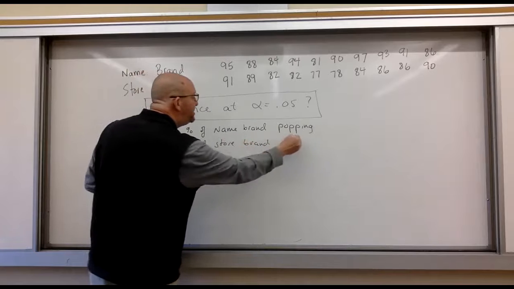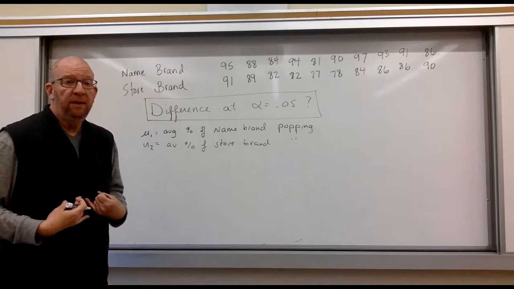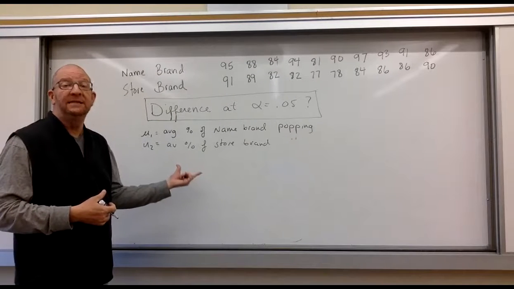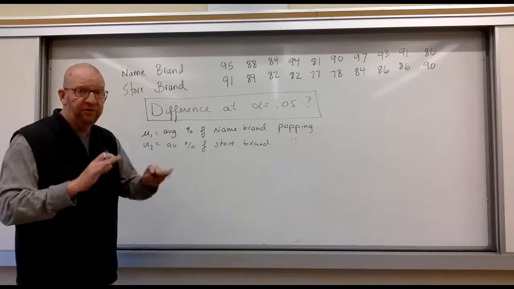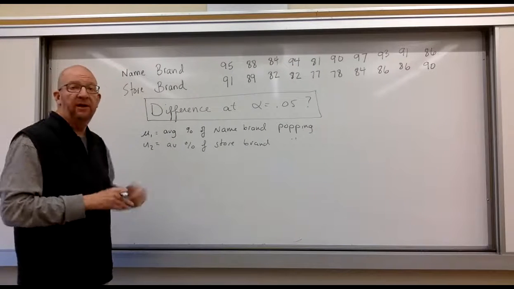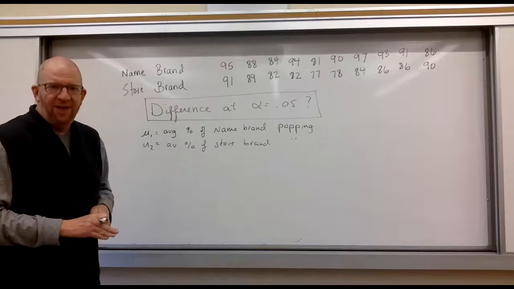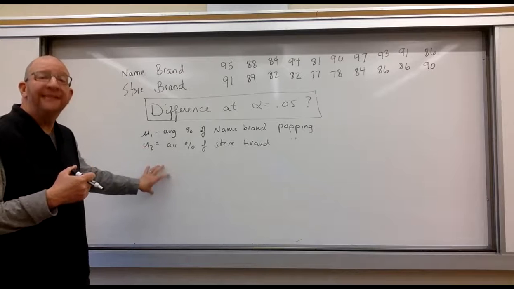And then mu2 will be the average percentage of store brand popping. And so the question is, we're interested in the difference. Is there any probability that the difference will contain 0? Because if it does, then we fail to reject the null hypothesis. We want to test the difference.